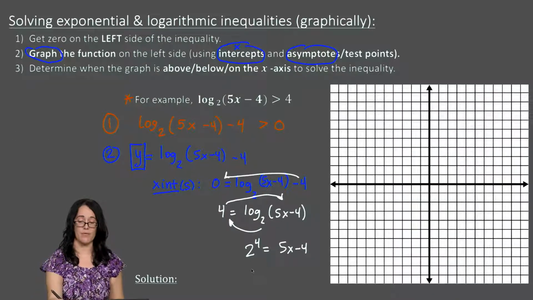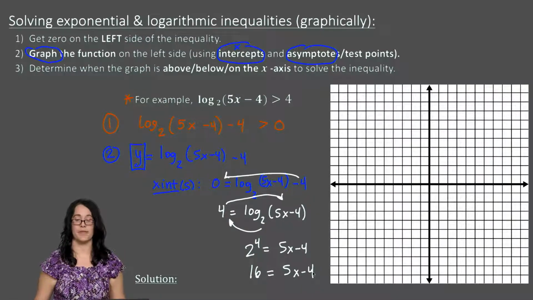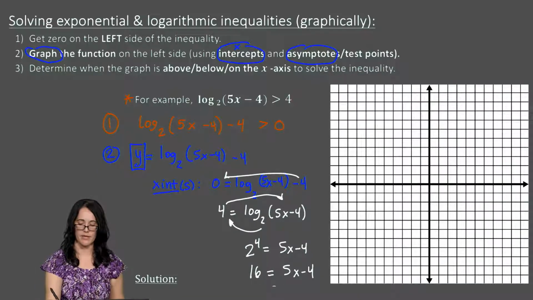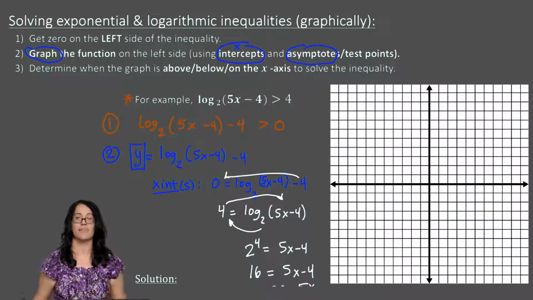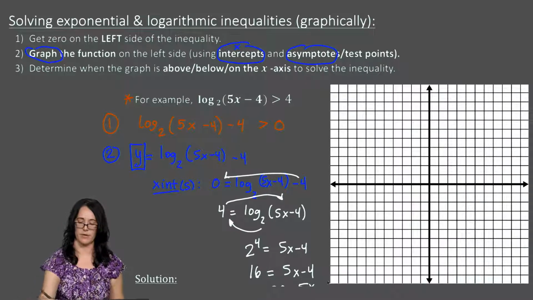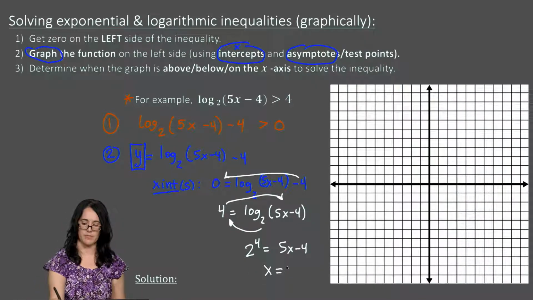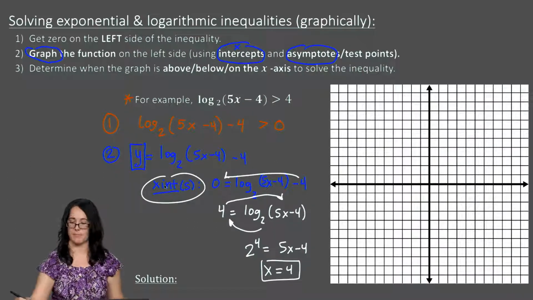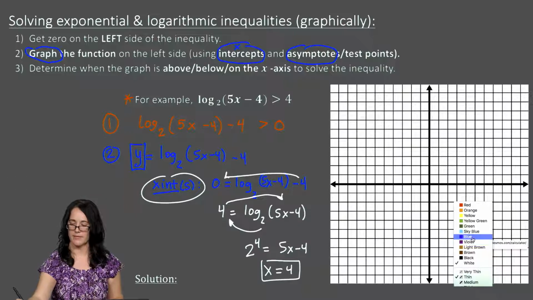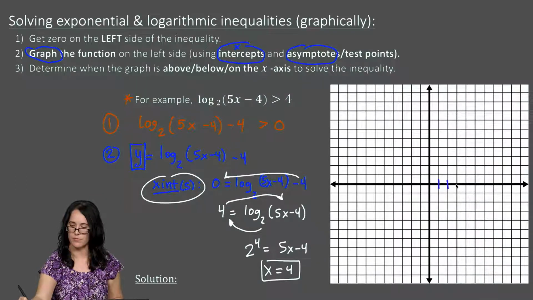2 to the 4th power is just 16. It's supposed to equal the linear equation 5x minus 4. Take a moment and solve. All right, what'd you get? Well, 5x would equal 20, wouldn't it? So if you have 20 equals 5x, what was x? Yeah, x is 4. So let's just erase that and make some space. So x must equal 4. That is my x-intercept, the only x-intercept. So let's put that on the graph. At x equals 4, so 1, 2, 3, 4, that is an x-intercept.